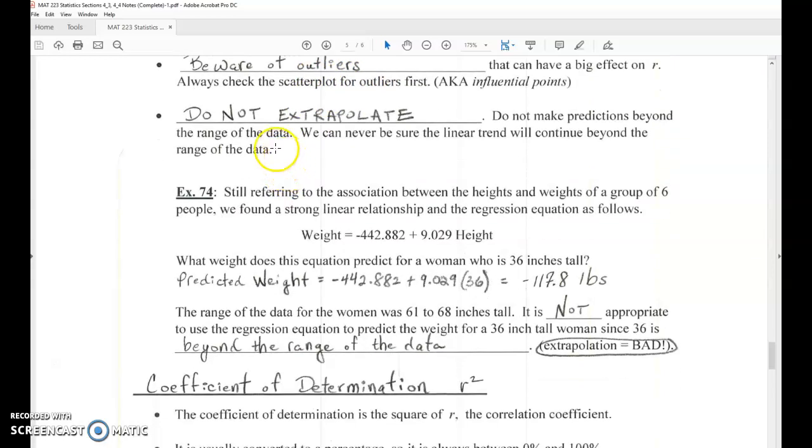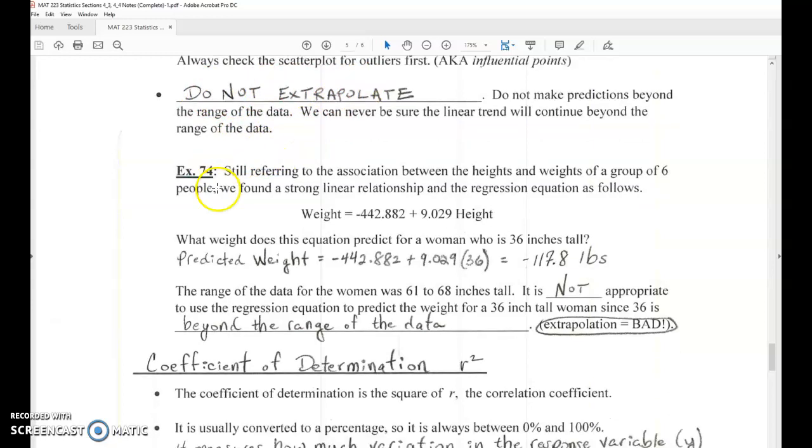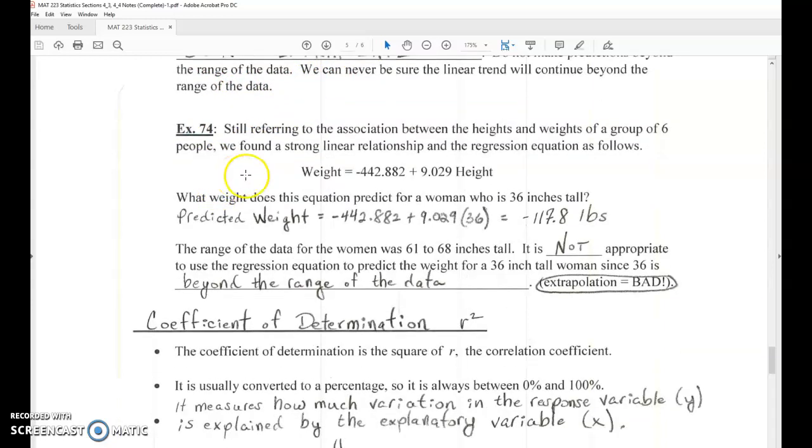And lastly, something we have not talked about yet: do not extrapolate. Do not make predictions beyond the range of the data. We can never be sure the linear trend will continue beyond the range of the data. This is so important. Again, bold capital letters. I want to show you an example of what I mean by that.